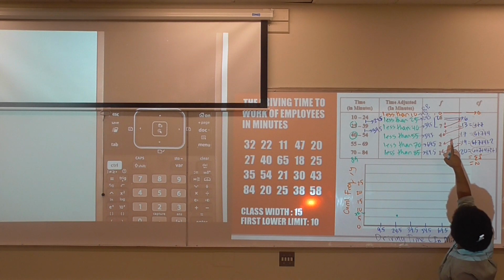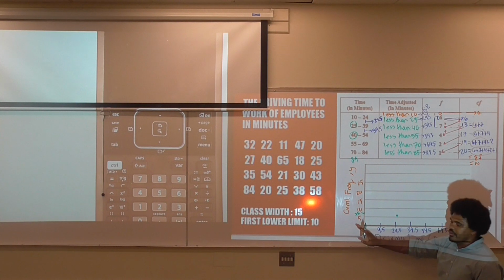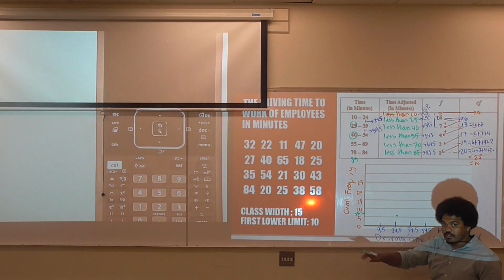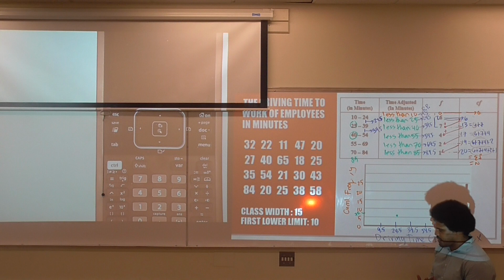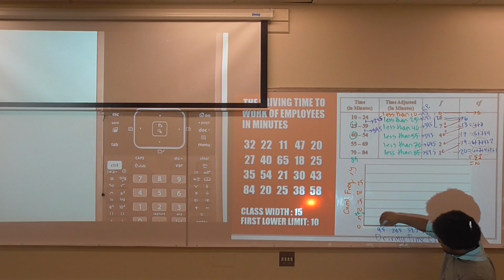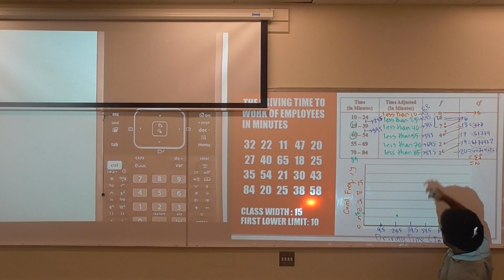But remember, at the 9.5, it's supposed to be 0, because there are no frequencies less than the first limit, the first interval, sorry. So therefore, we have a 0 right here. And that's what we have the 0 for.